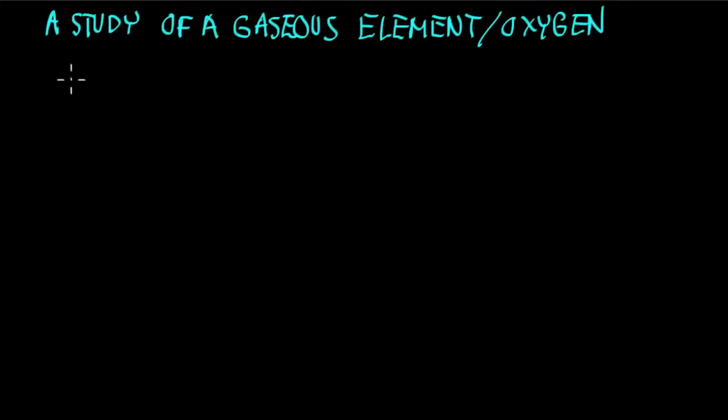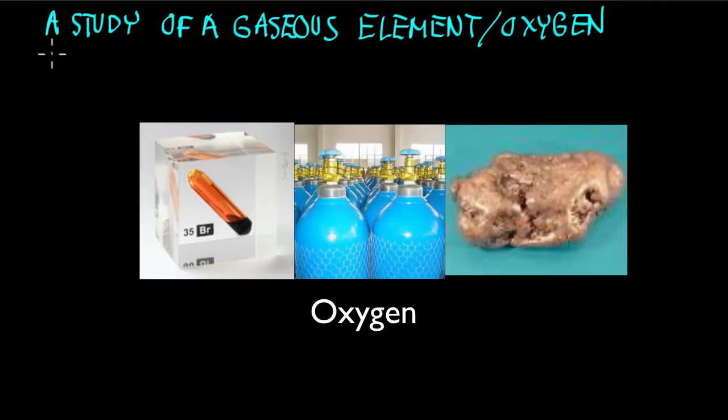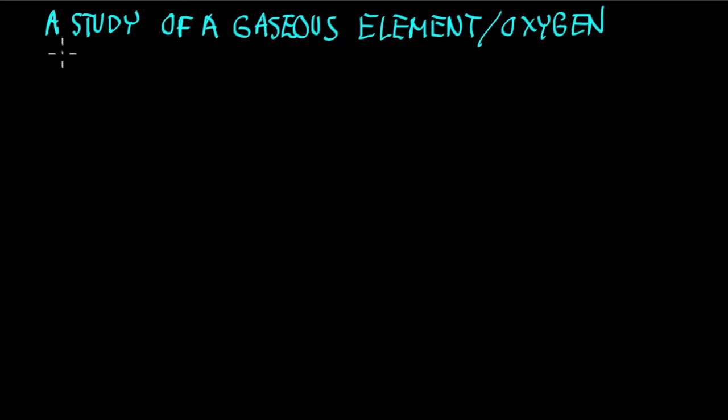This is a study of a gaseous element, oxygen. Now, I strongly recommend that you review the other elements, or at least look at them for the first time: the two tapes on the solid element, copper, and the liquid element, bromine. Because we're going to start with this one the same way. We're going to start with the fact that we have to observe.